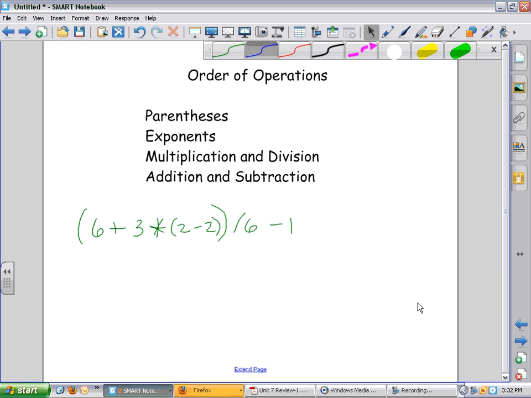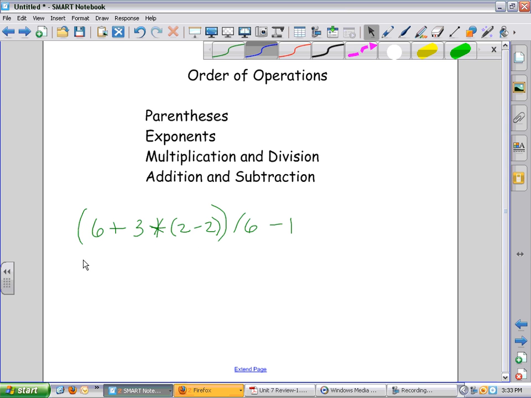So the next problem involves nested parentheses, and this is something that has come up, and there's some confusion about what to do if there is a set of parentheses like this one inside another set of parentheses. So this is what we do. We start with the innermost set of parentheses first and work our way out away from it. So this one right here, we're going to do first. 2 minus 2, which is 0.